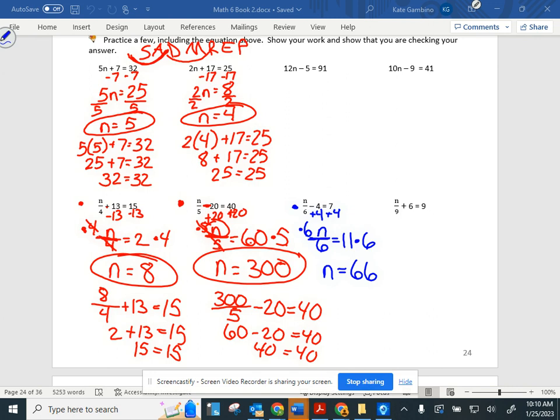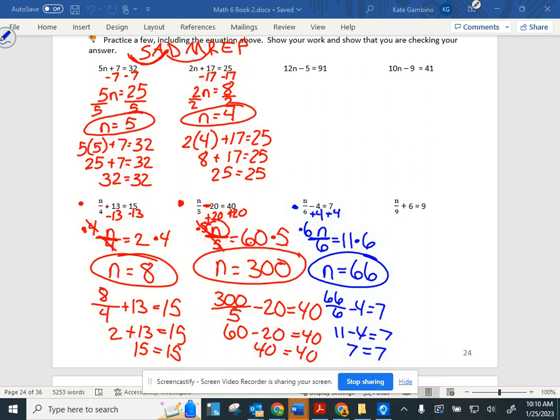So now I'm going to take my n and put it into my equation. 66 over 6 minus 4 equals 7. 66 divided by 6 is 11. Minus 4 equals 7. 11 minus 4 is 7 equals 7. So that is a correct true statement.